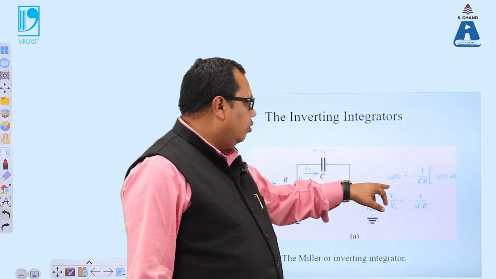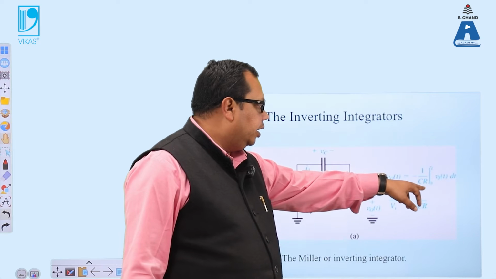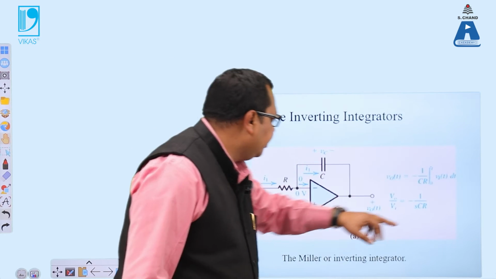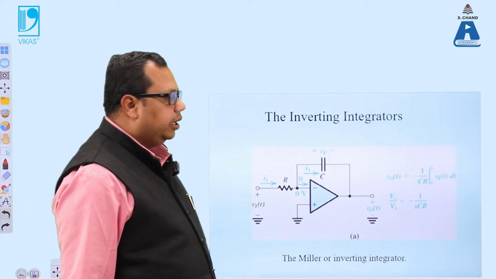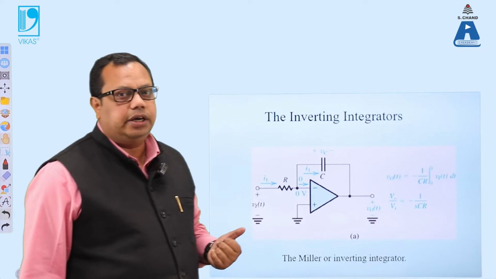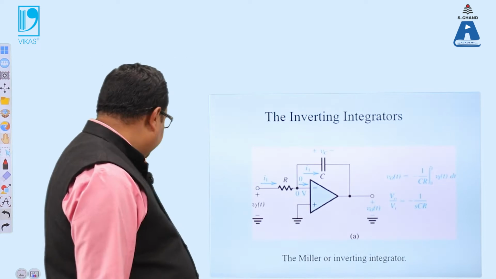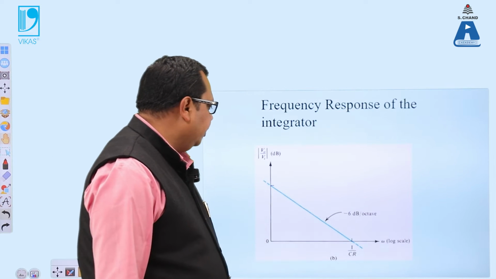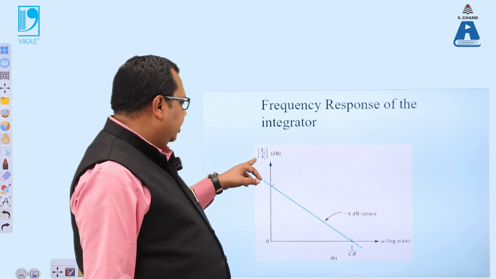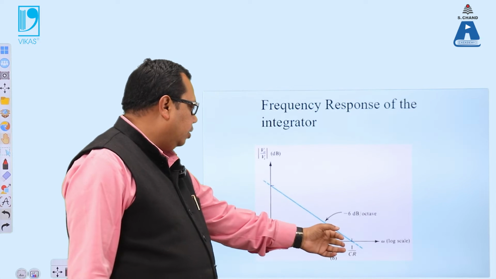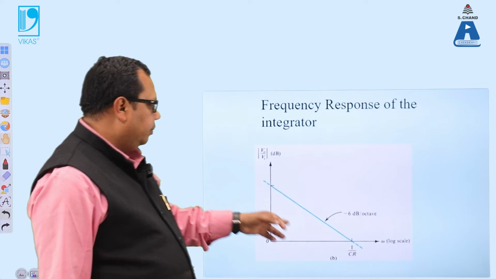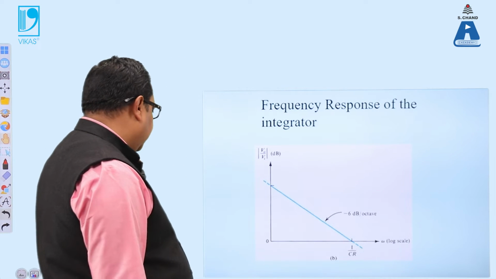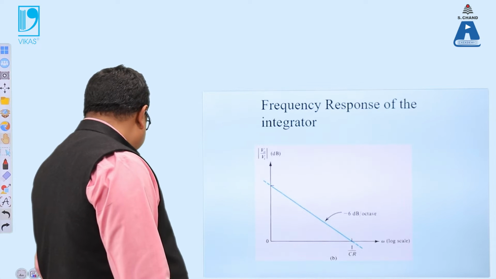We are calculating the output V0 equal to minus 1 by CR times the integration of Vi. When we see this integration, it means that the entire input is integrated, and from the integrated input you get the particular output. The frequency response is 1 by CR, which we will generally calculate. So this is V0 by Vi against 1 by CR, and we can see how the slope moves here. This is the graphical representation between CR and V0 by Vi.